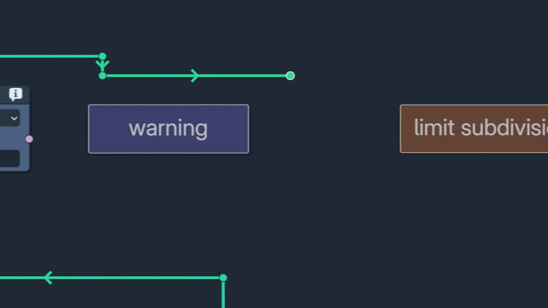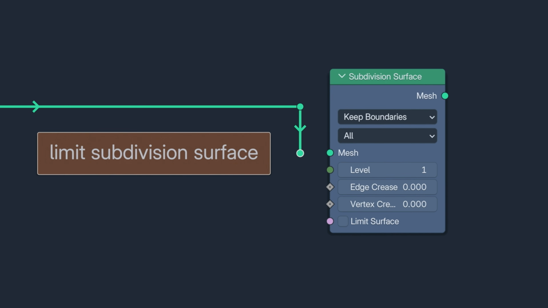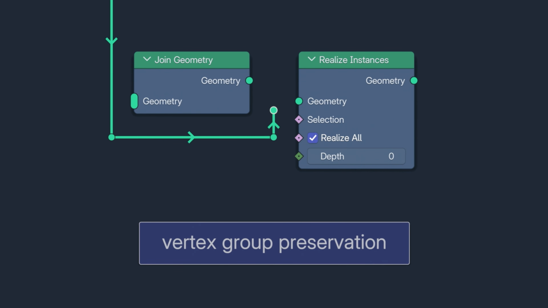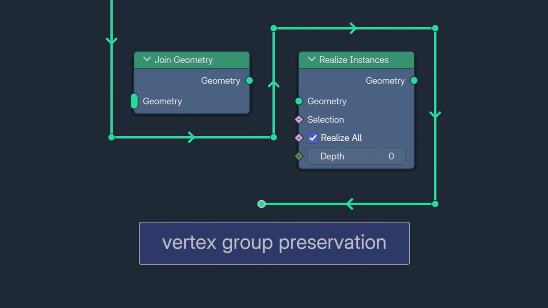And the limit surface option from the subdivision surface modifier is now available on the subdivision surface node, allowing us to place our vertices at their theoretical position on an infinitely subdivided mesh. Both the join and realize instances nodes no longer remove the vertex groups of attributes. Instead, they have both agreed that they will preserve and respect an attribute's vertex group status.